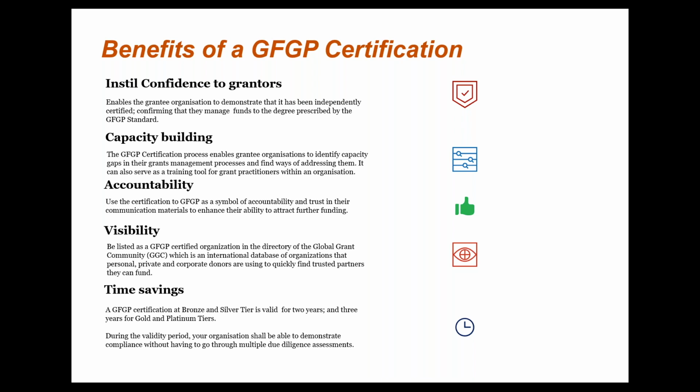Fifth is that it's going to save time. As indicated, the bronze and silver tiers are valid for 2 years, and the gold and platinum tiers are valid for 3 years. So during this time, when you have a valid GFGP certificate, you will not have to go through any other certification process, since the development partner will already see that you have a valid license, and you do not have to repeat the multiple due diligence processes that we usually go through.